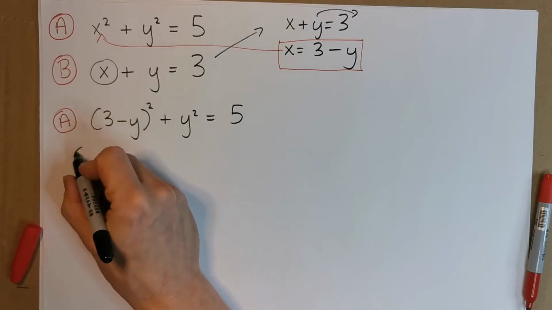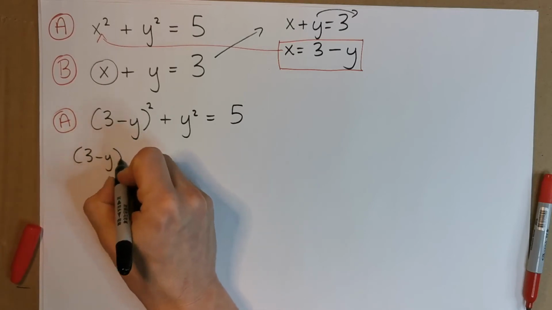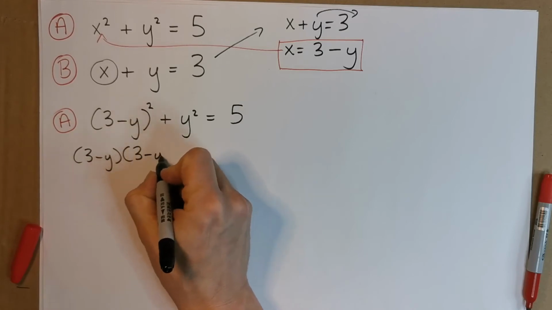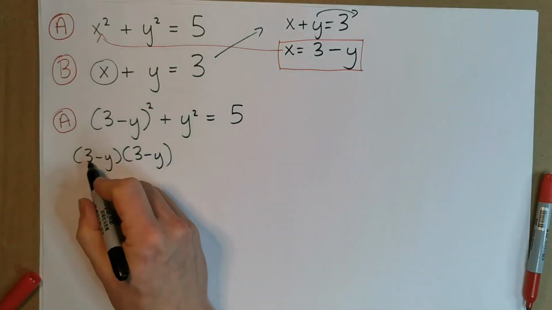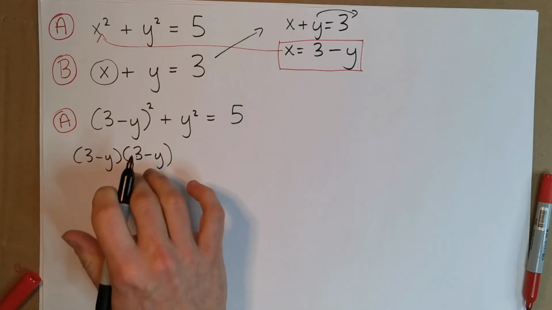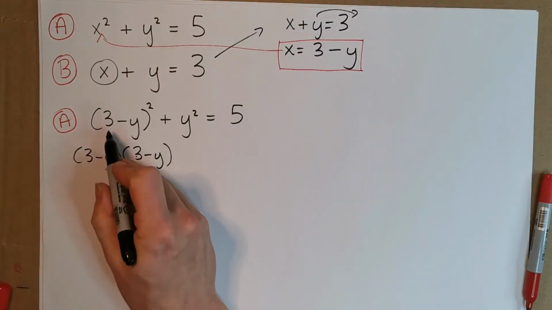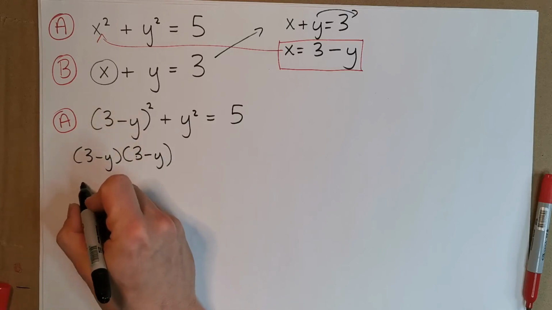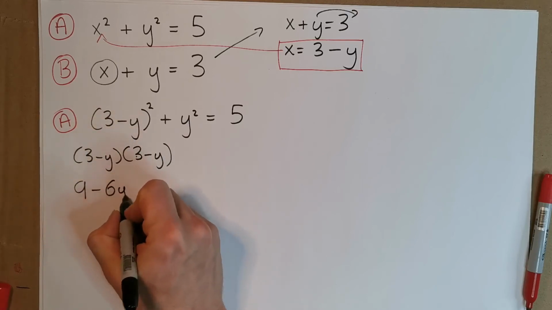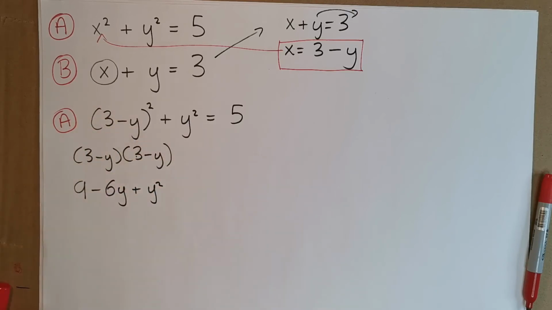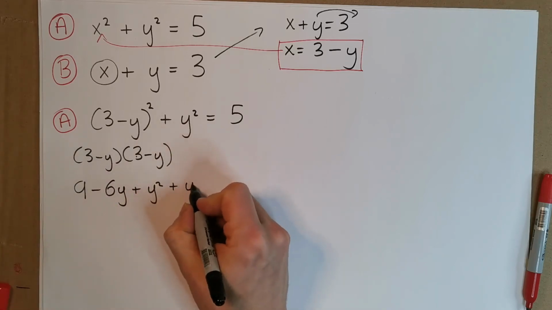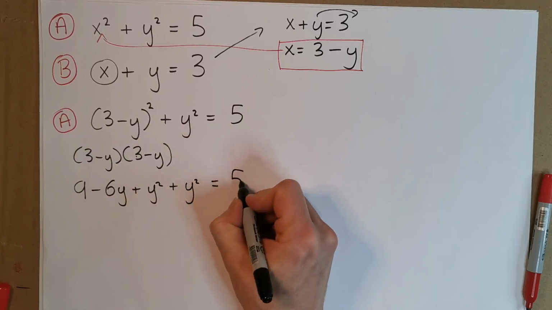subtraction symbol. So this is going to be 3 minus y by 3 minus y. So there's a whole method to this, and you may know it, this by this, this by this. So hopefully you're all comfortable with this. If not, just go back to some Algebra 1 examples and you'll see. So I can do it quickly in my head. It's going to be 9 minus 6y plus y squared. And then we have another y squared out here, and we have equals to 5.